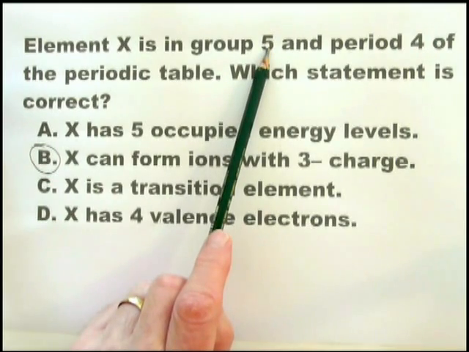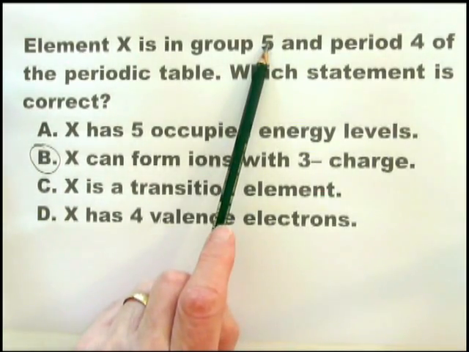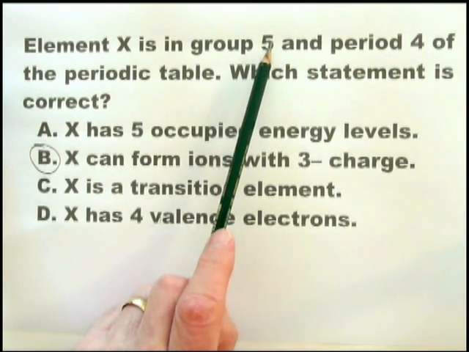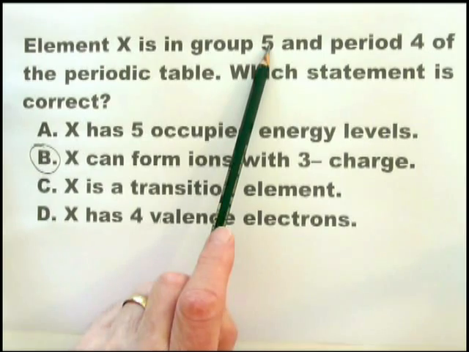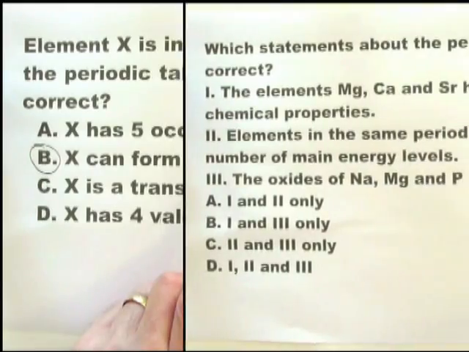If the group is 6, the charge on the ion is 2. If the group is 7, the charge on the ion is 1. All of those are negative. However, if the group is 1, then the charge on the ion is 1. That's a positive charge. If the group is 2, then the charge on the ion is 2, that's a positive charge. If the group is 3, then the charge on the ion is 3, and that's a positive charge.